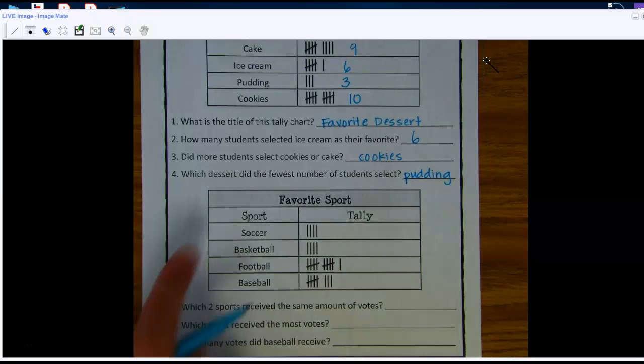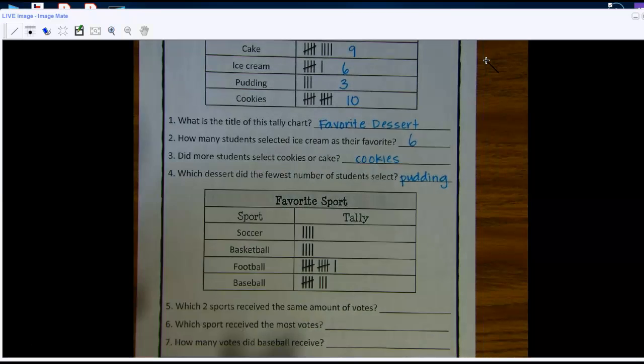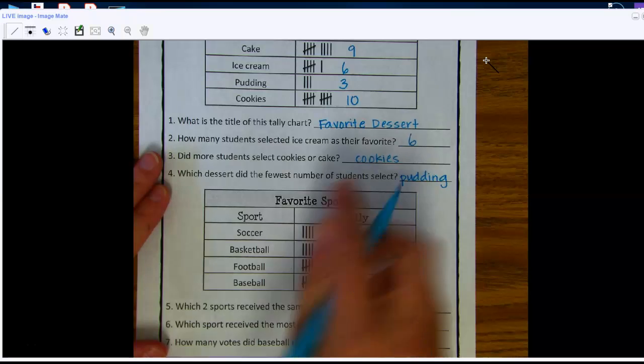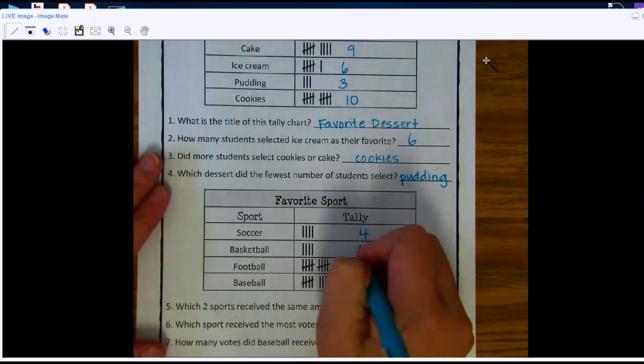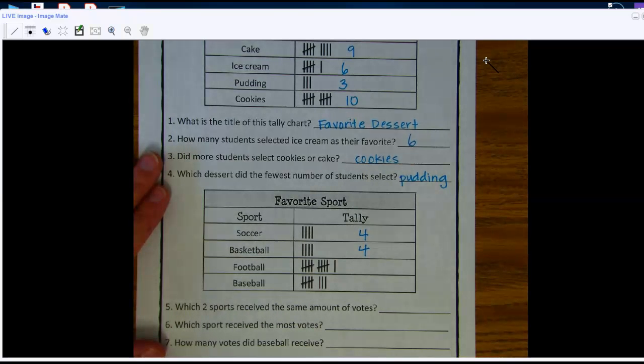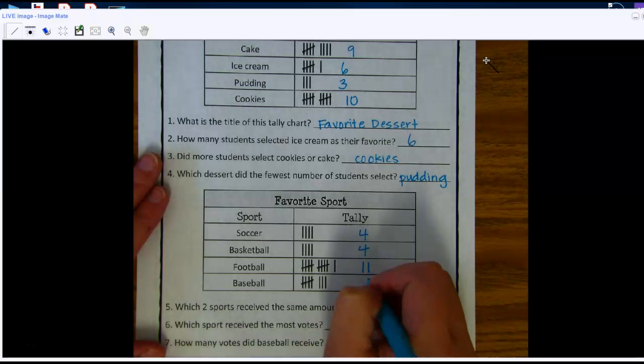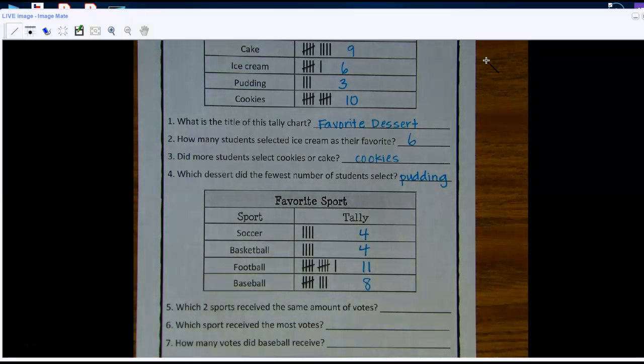Okay, let's go down to the next graph. Favorite sport: soccer, basketball, football, or baseball? Let's write the numbers down. Soccer has 4. Basketball has how many, Sydney? 4. Football has how many, Cooper? 11. Baseball has how many, Blaze? 8. It's helpful to write the numbers.